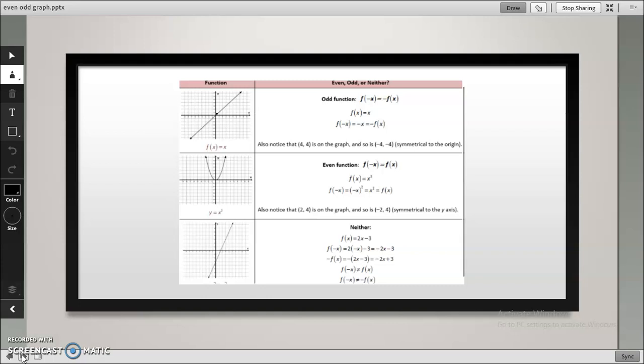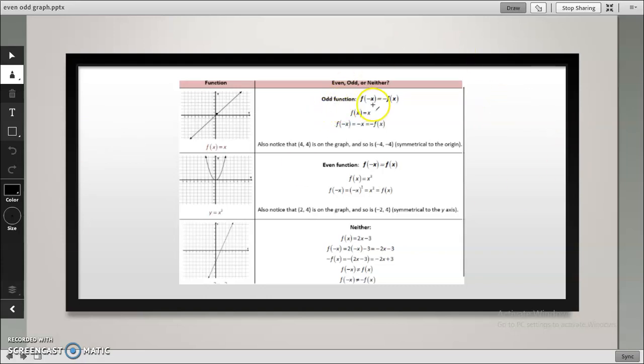I have to also mention the actual rules for even and odd functions, because sometimes, I know for myself, I can't see things too visually. So sometimes I have to use that formula and that rule. So let's go ahead and look at the rule.